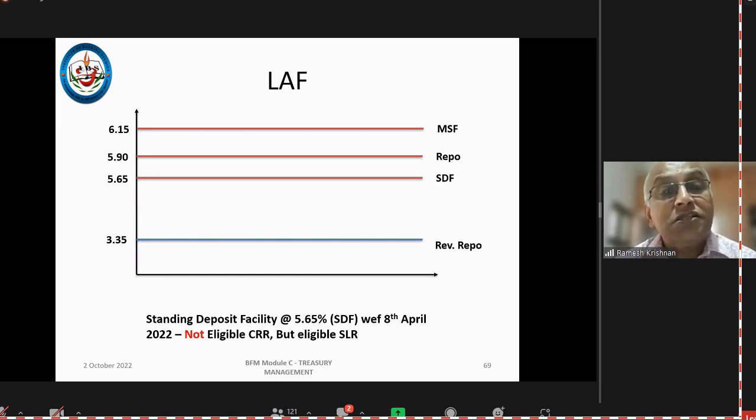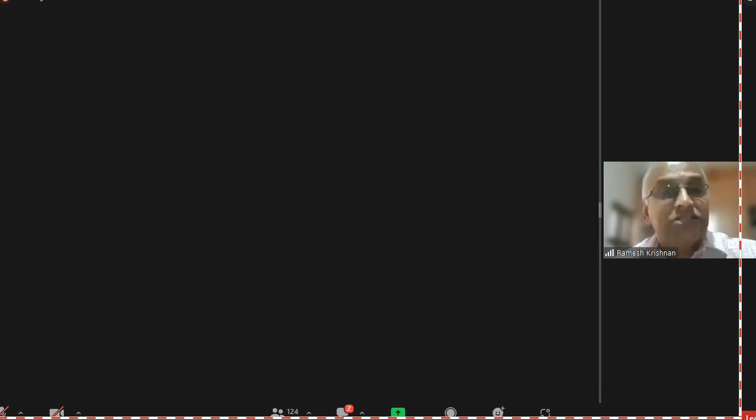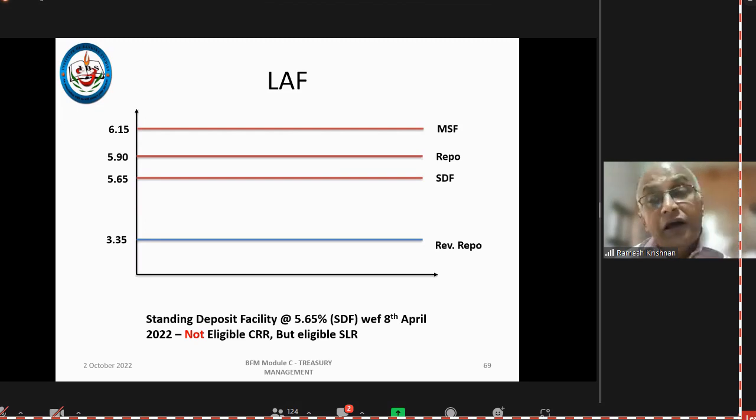So an interest paying deposit facility is not made available to banks for maintaining CRR. That is the reason. But it is eligible as SLR, because surplus CRR, if you maintain it with RBI, is eligible for SLR. Similarly, here you maintain your surplus liquidity in SDF, you take it as eligible SLR. RBI has no qualms on that. So that is the background under which it is eligible for SLR but not eligible for CRR.